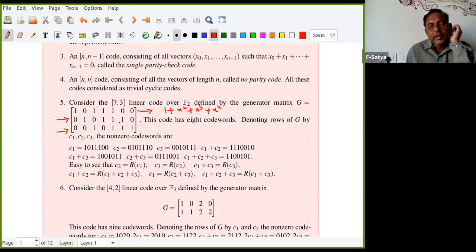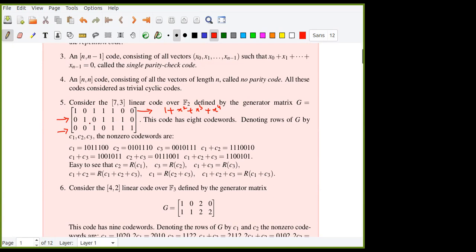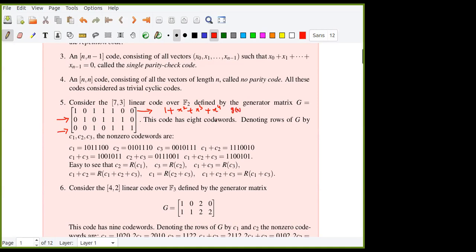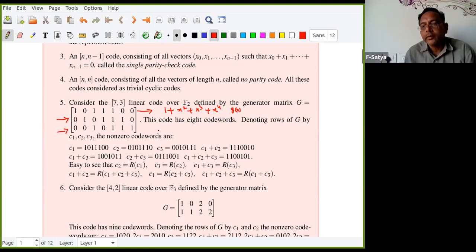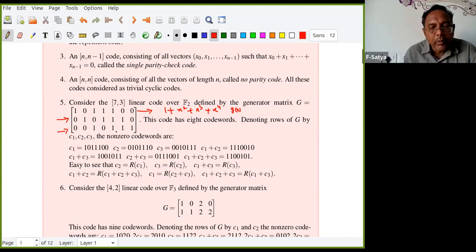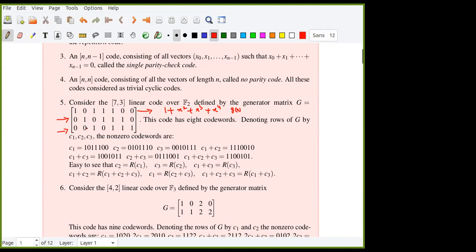So what is the polynomial corresponding to this? Yes. This is my gx. Okay. Multiply that by x. Wonderful. Thank you. Who told? Kaustubha. Yes, sir. Wonderful. What about the third one? Third row? Multiply by x square. By x square.